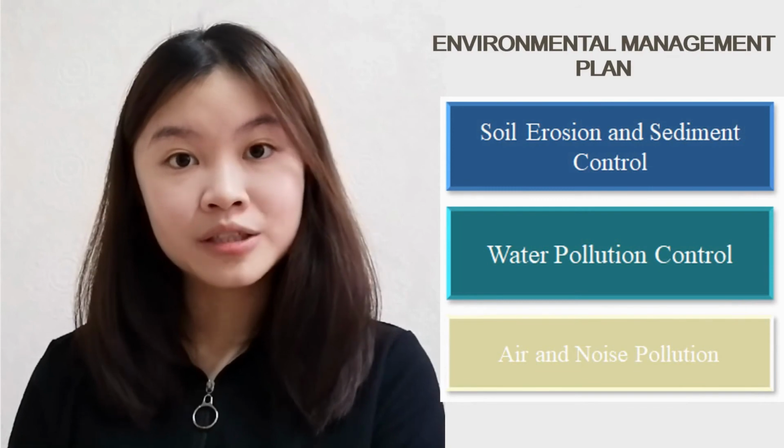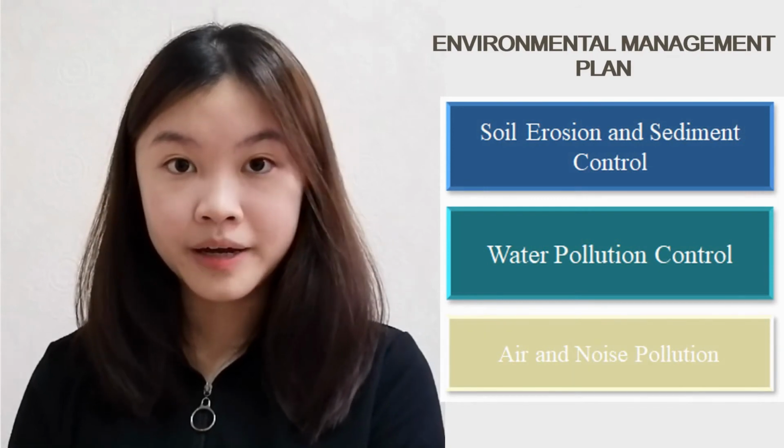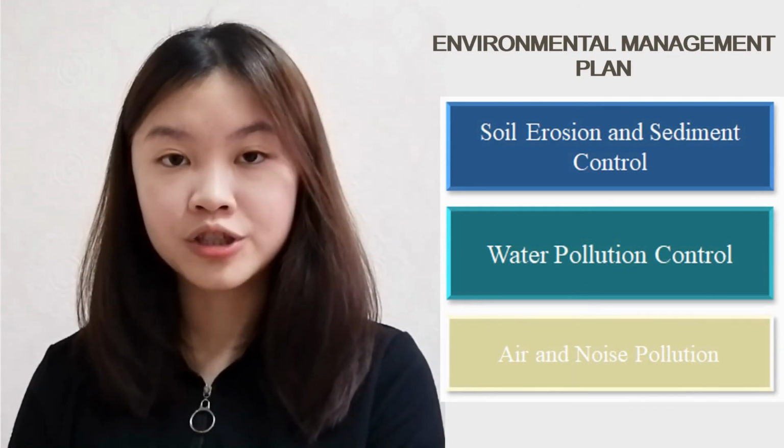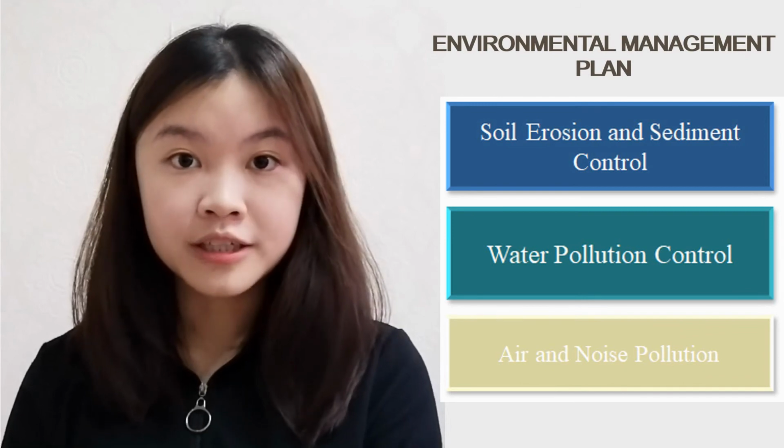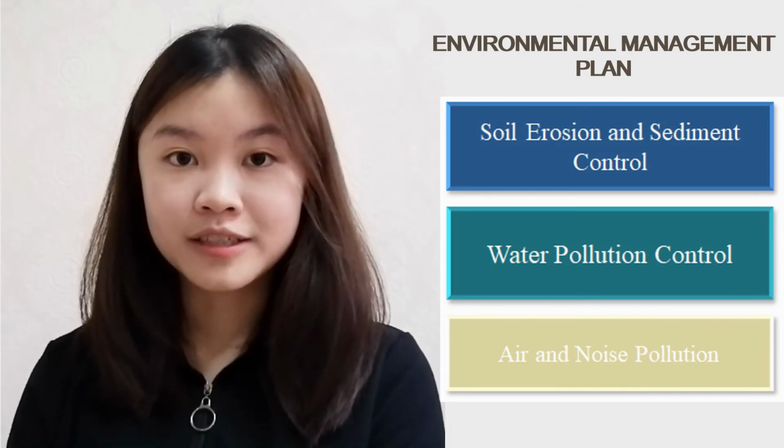The first is environmental management. It is carried out to identify a construction project's impacts on the natural environment. In this project, environmental management plan is prepared in the aspect of soil erosion, water pollution, air and noise pollution. Several acts are referred to, such as Environmental Quality Regulation 2009 and Environmental Quality Act 1974.